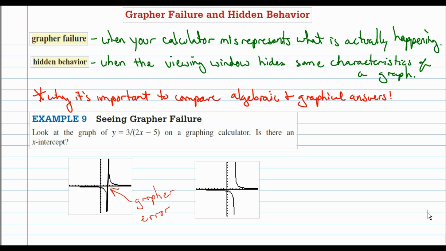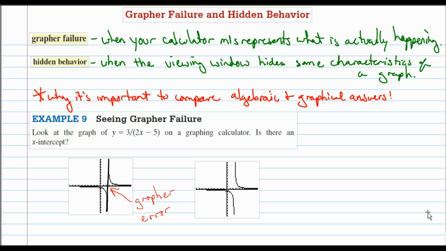Your calculator does mislead you. Grapher failure is when your calculator actually misrepresents what's happening. It technically lies to you. Hidden behavior is when that's actually kind of user error. You have to make sure that you are zoomed in an appropriate window that shows you what's happening in your calculator. And we'll show you a couple examples right here. By the way, grapher failure and hidden behavior are why it is so important to compare your algebraic answer to your graphical answer, which we've been talking about in the last several examples.